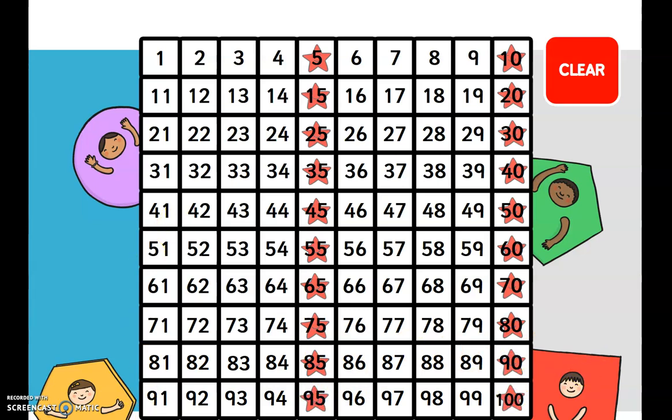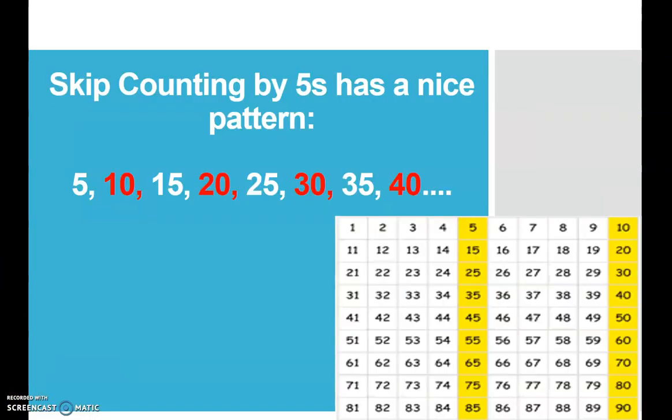So there's a very clear pattern for your skip counting by 5. So you can see the pattern here again. So the white ones here ending with the 5s and the zeros in the red. So 5, 10, 15, 20, 25, 30, 35, 40. Do you notice anything else? Skip counting by 10 can be seen too in the red ones. 10, 20, 30, 40.